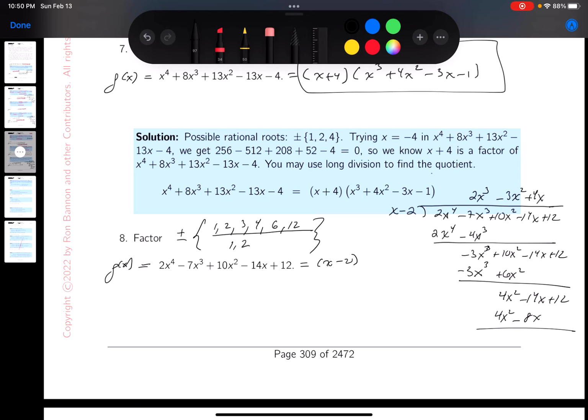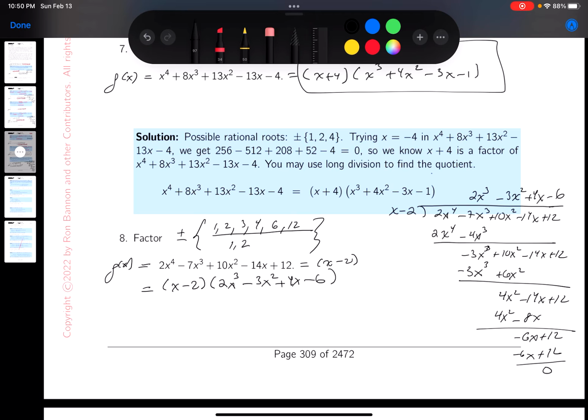And then what do you get there? Well, if you subtract that, you're going to get minus 6x plus 12, minus 6x plus 12, remainder 0. So now I'm at this stage where I've got x minus 2 and then 2x cubed minus 3x squared plus 4x minus 6.